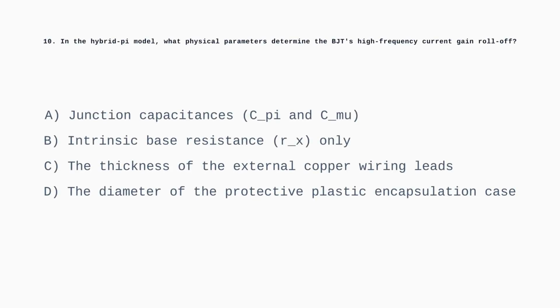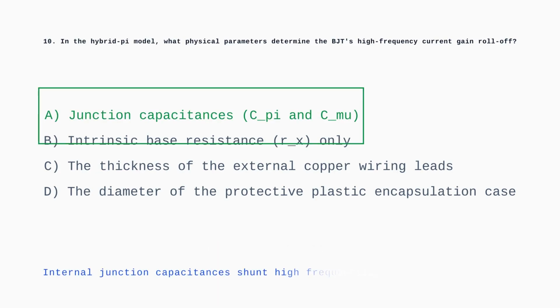Question 10. In the hybrid pi model, what physical parameters determine the BJT's high-frequency current gain roll-off? The intrinsic diffusion and depletion capacitances, Cpi and Cmu, act as high-frequency shunts that degrade current gain at higher bands.